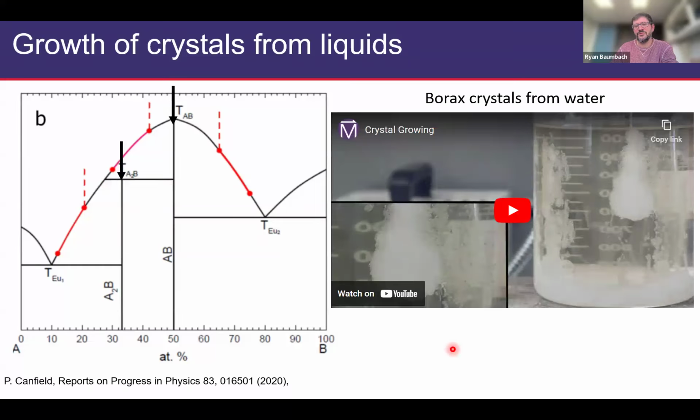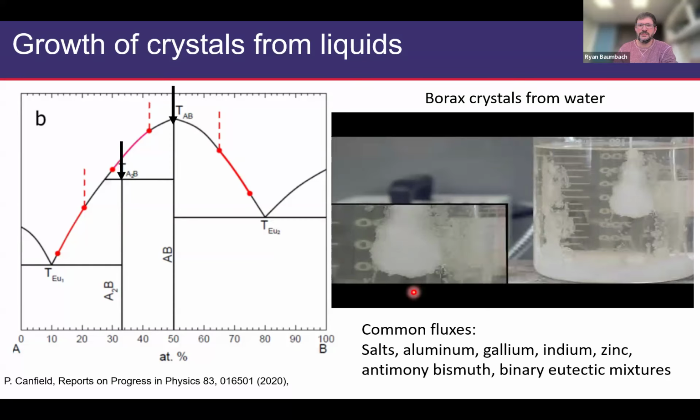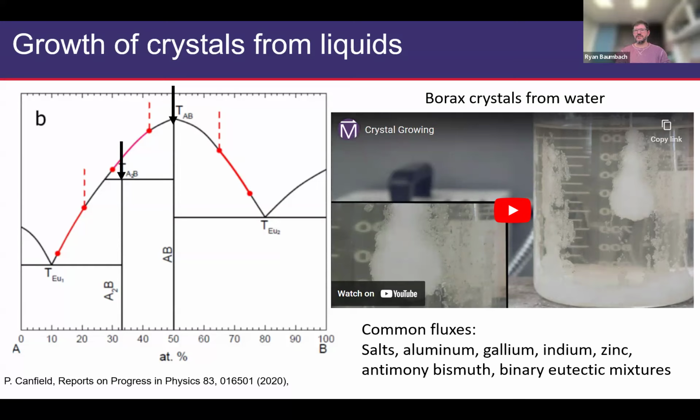Just to give you an idea for a very interesting demo that you can do on your own to illustrate this to yourself, to visualize it, you could do something like dissolve sugar or borax into water. And that's what's shown here. Okay, but in practice, we're not interested in growing borax. What we want to grow are intermetallic quantum materials.